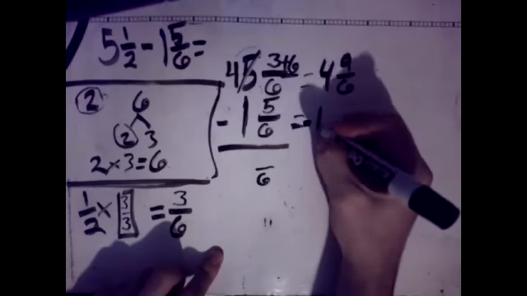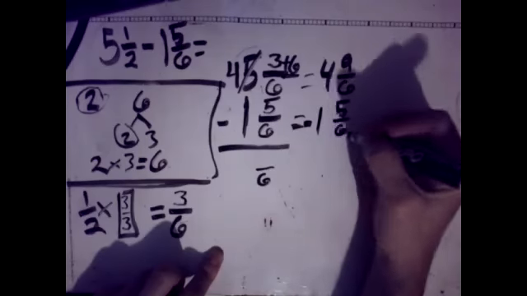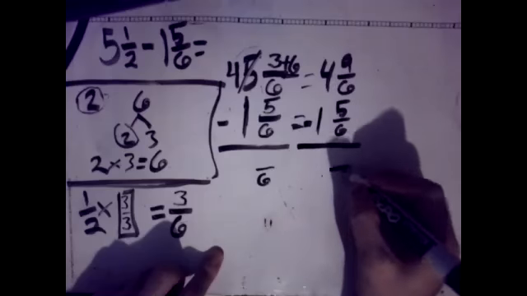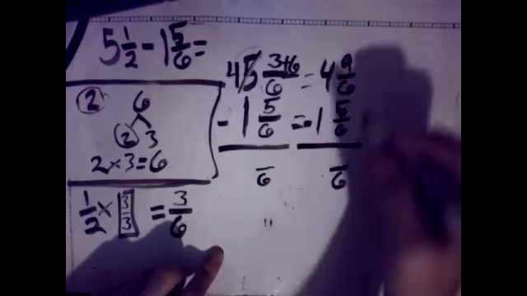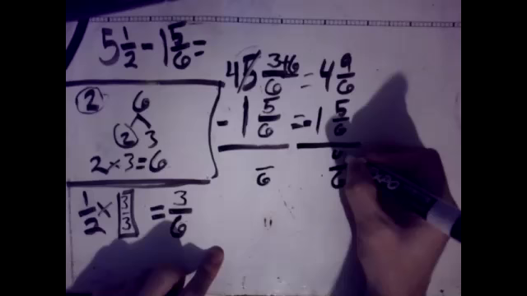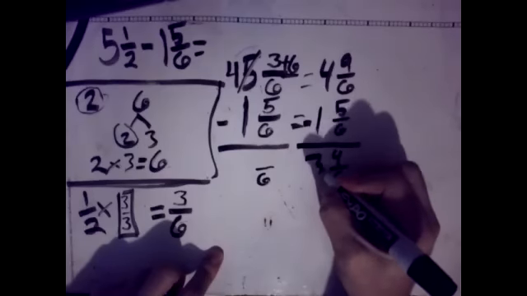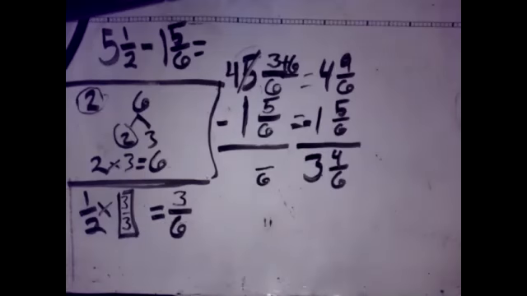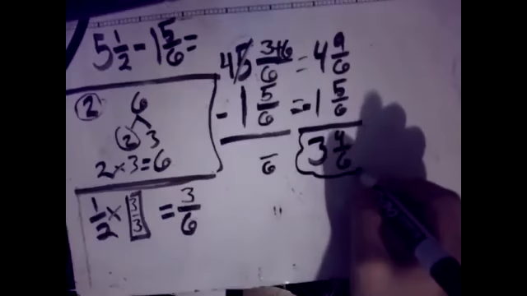minus 1 and 5/6. And that's going to equal some number of 6ths and maybe a whole number as well. I can go 9 minus 5 equals 4, and 4 minus 1 equals 3. And this, in many cases, would be a fine answer. This would be an acceptable and appropriate answer.